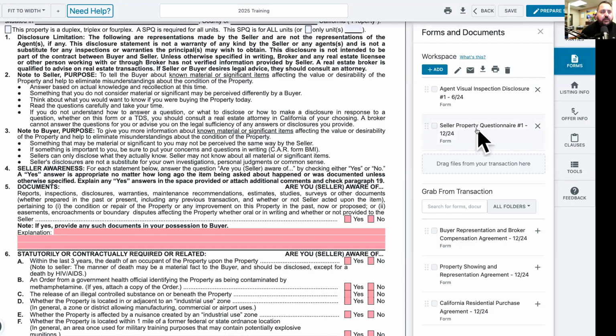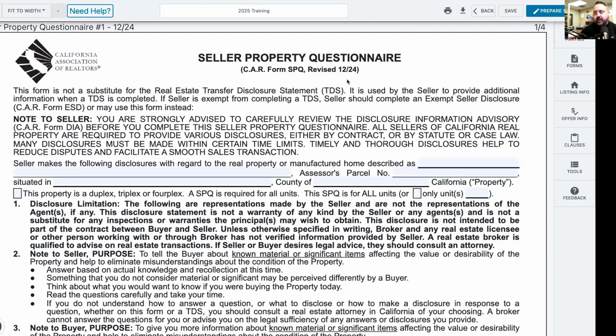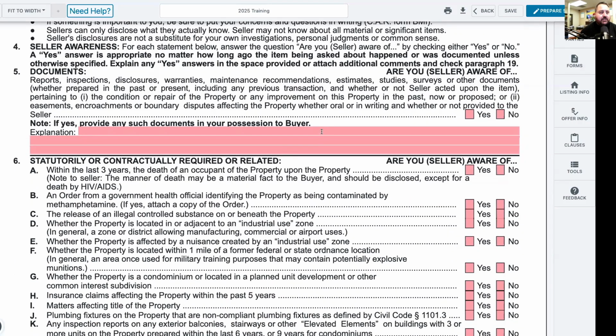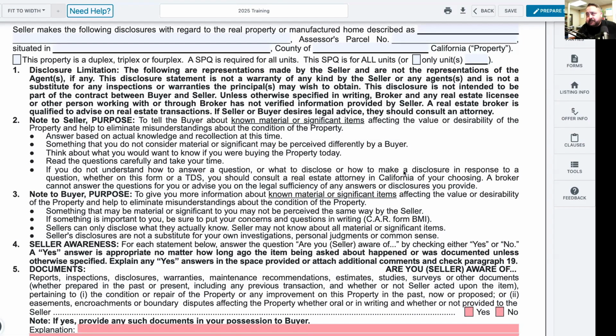Let's go to the SPQ, the Seller's Property Questionnaire. Again, this is a disclosure that has to be filled out by the seller. As you can see here, it doesn't allow me as buyer's agent to check off any of these boxes to answer any of the questions. So this is the responsibility of the seller. But just like when we talked about 2 weeks ago with the TDS, we should be helping them, we should help guide them through this document.